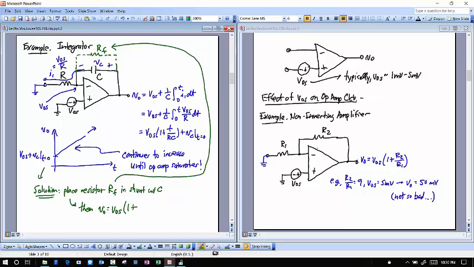Now you have a purely resistive equation at DC. And so your output then just goes to VOS plus whatever RF is divided by R in this case. Okay, and so that holds the voltage. It prevents it from going to the rail.